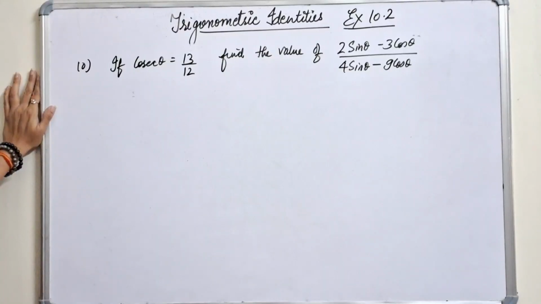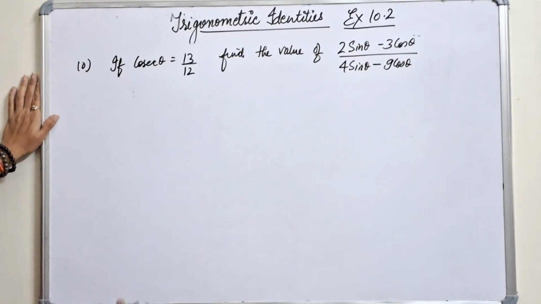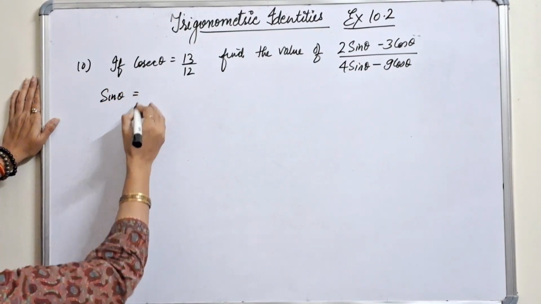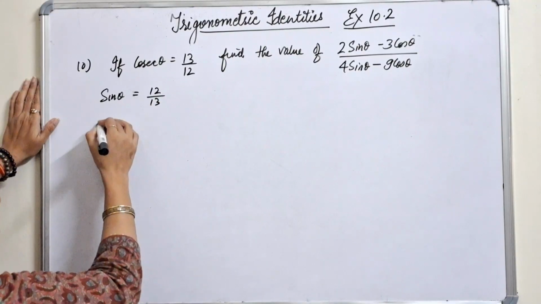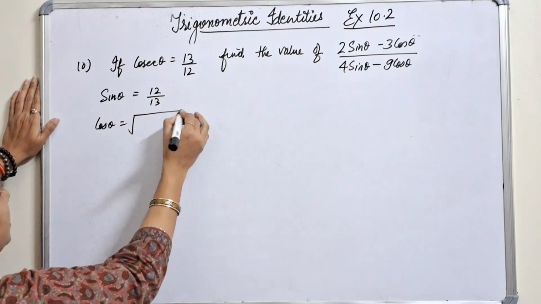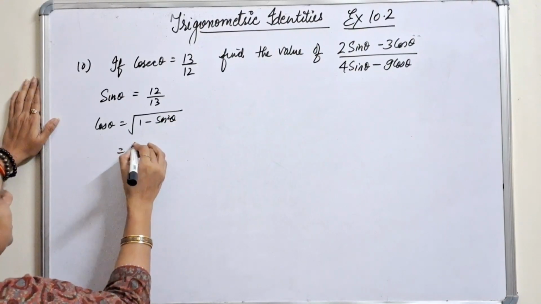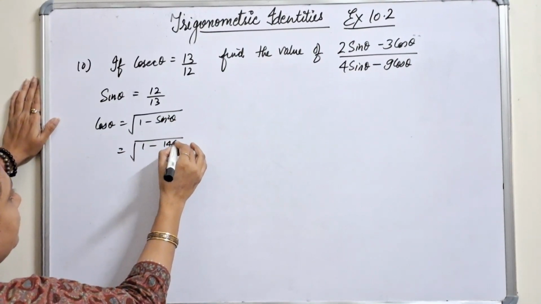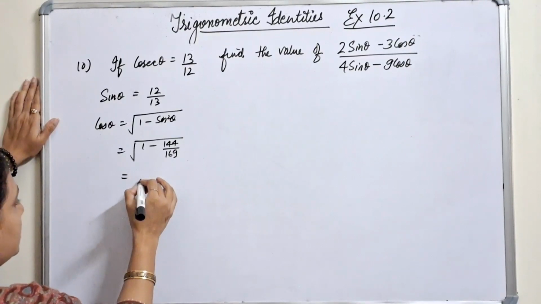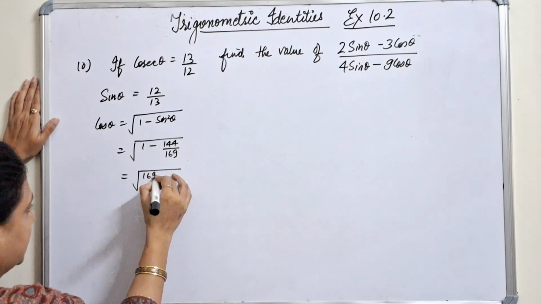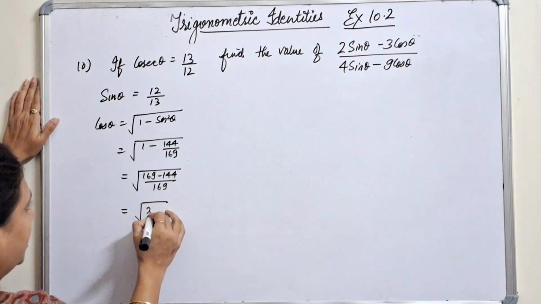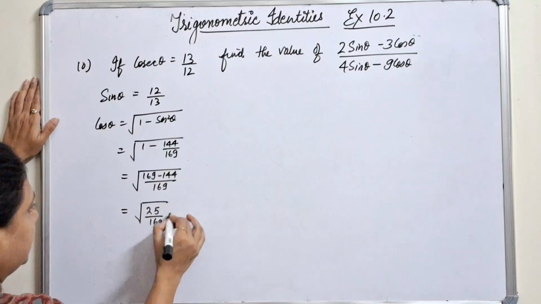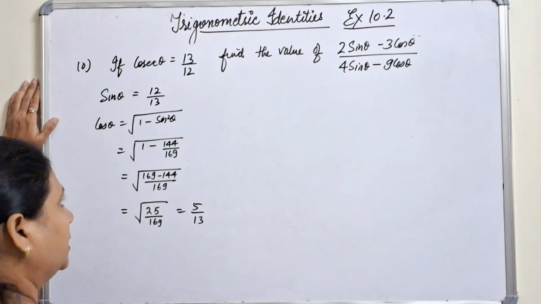See next question, if cosecant of theta is equal to 13 upon 12, you have to find the value of the given expression. So we require the value of sin theta. Sin theta is the reciprocal of cosecant theta. So this will be 12 upon 13. Now cos theta is equal to under root of 1 minus sin square theta. So that will be 1 minus 144 upon 169. So this will be under root of 169 minus 144 upon 169. So this will be 25 upon 169. So this is 5 upon 13.